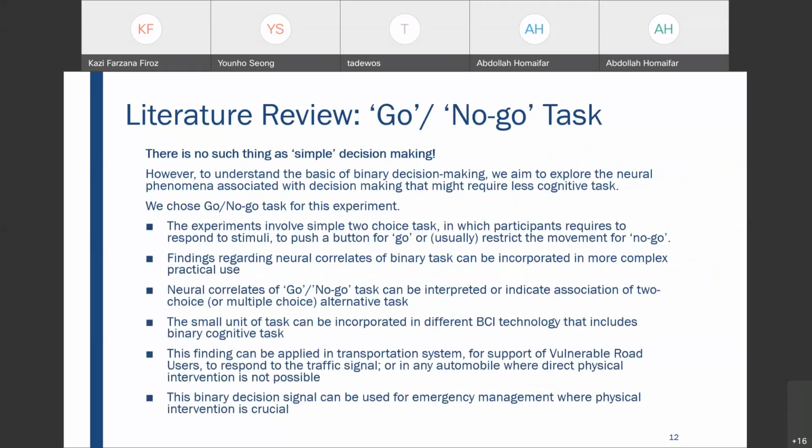To understand the basics of binary decision making, we aim to explore the neural phenomena associated with decision making that might require less cognitive load. We want to minimize other effects like emotion, mood, and reward or punishment effects in our study as much as possible. That is why we chose the go no go task for this experiment. Traditionally, go no go experiments involve simple two choice tasks in which participants are requested to respond to stimuli, to push a button for go, or usually restrict the movement for no go.